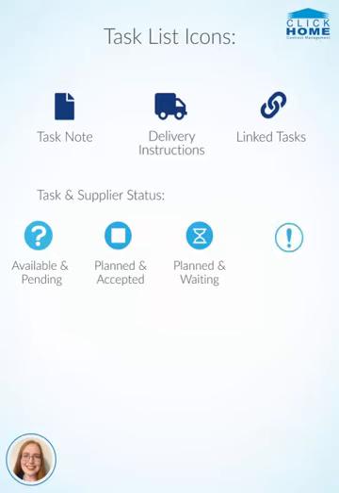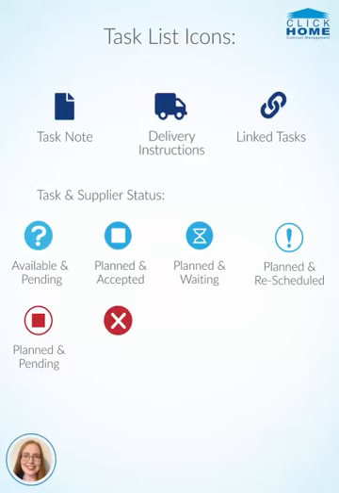This blue outlined white circle with the blue exclamation mark shows you the task is planned, but the supplier has rescheduled. Next up, we have the red outlined white circle with the red square, meaning the task is planned, however, the supplier is pending. Then we have this red circle with the white cross, showing the task is planned, but has been rejected by the supplier.